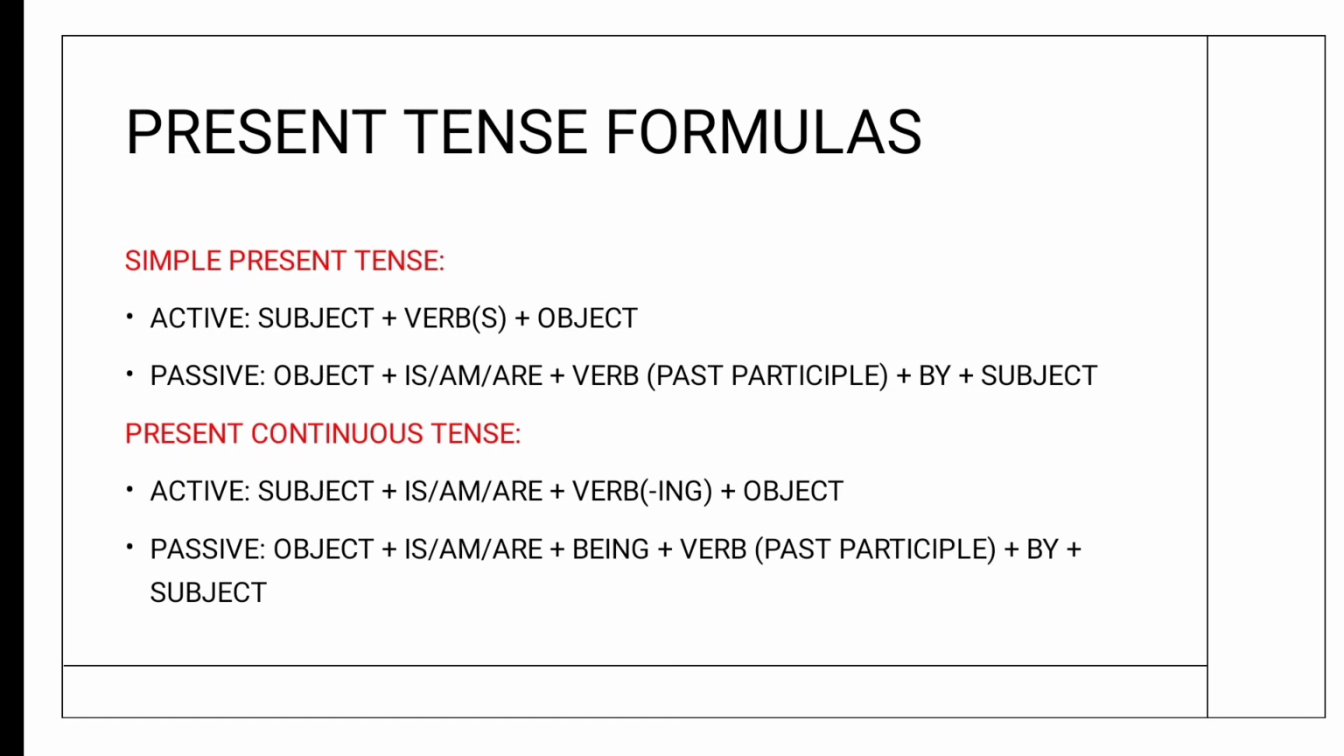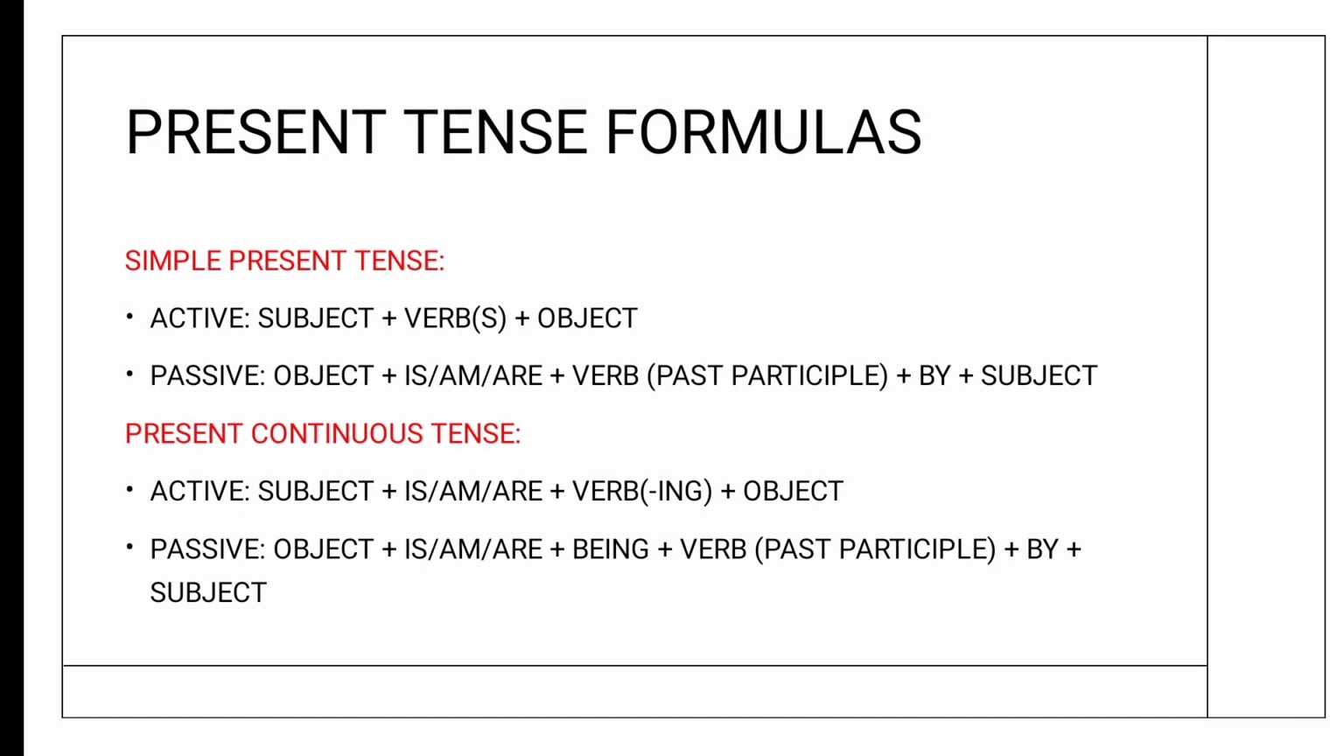Plus remember, in simple present, in the normal formula, we won't add any be form, is or am or are. But when we are converting into passive voice, we have to add be forms like is, am, are. We know if it is present tense, we have be forms like is, am, are. If the subject is I, we have to use am.